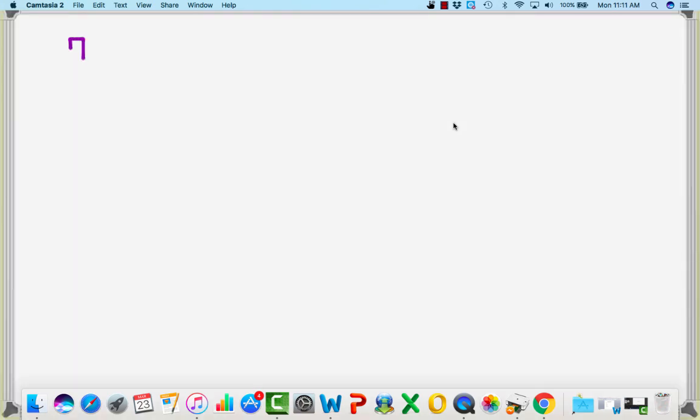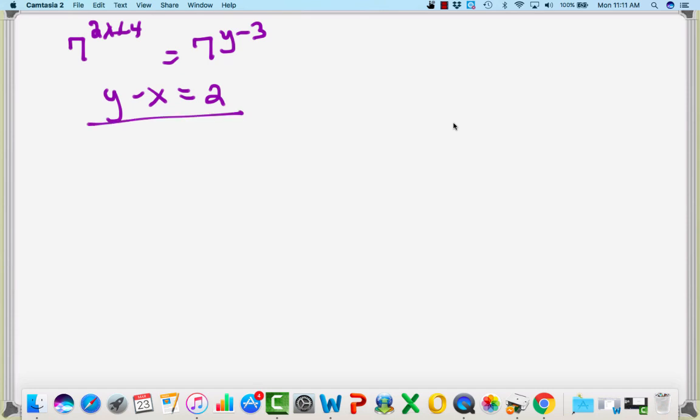This is actually one of the easier ones we're going to have. We've got 7 to the 2x plus 4 equals 7 to the y minus 3. And then y minus x equals 2. Now I'm actually going to solve this one by substitution. I'm going to take this equation and solve for y, because that way I'll keep my variables positive. So if I do, I get y equals x plus 2.